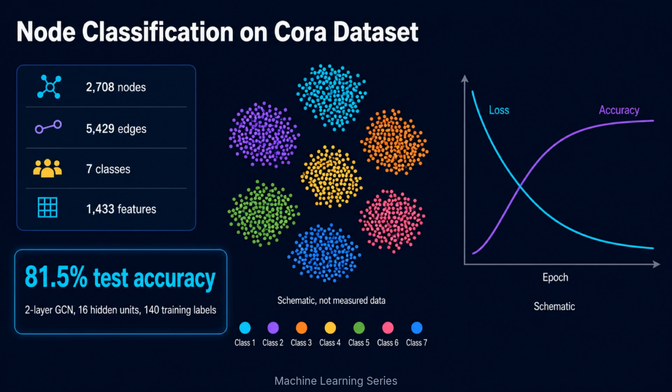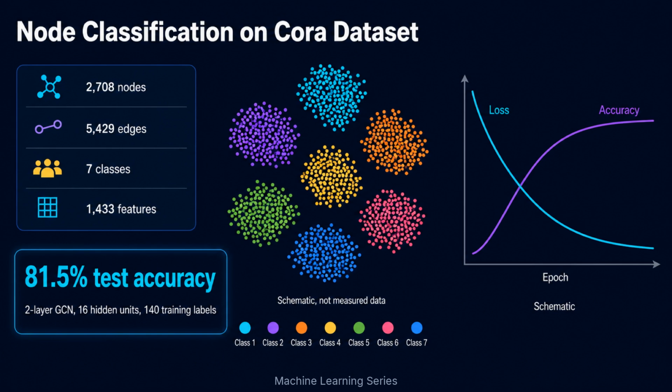The Cora dataset is the standard benchmark for GCN evaluation. It's a citation network of 2,708 machine learning papers with 5,429 citation links. Each paper has a 1,433-dimensional bag of words feature vector and belongs to one of 7 research areas. The task is semi-supervised node classification. Given labels for only 140 training papers, classify all papers.